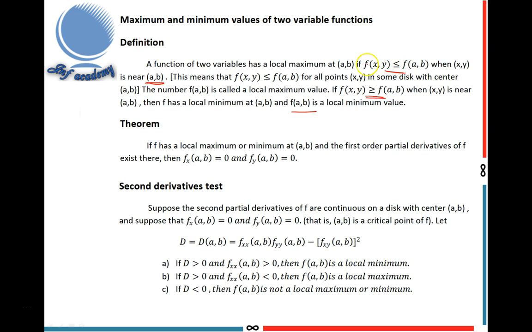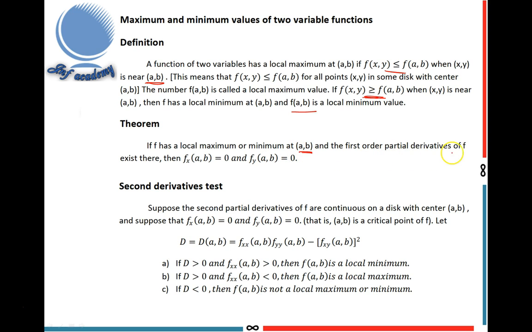Here (x,y) is near (a,b), but in the absolute maximum, f(x,y) ≤ f(a,b) at all points (x,y) in the domain of f, then f(a,b) is called the absolute maximum value. Similarly, f(a,b) is called an absolute minimum value. Suppose the inequality is f(x,y) ≥ f(a,b), then it is the absolute minimum.